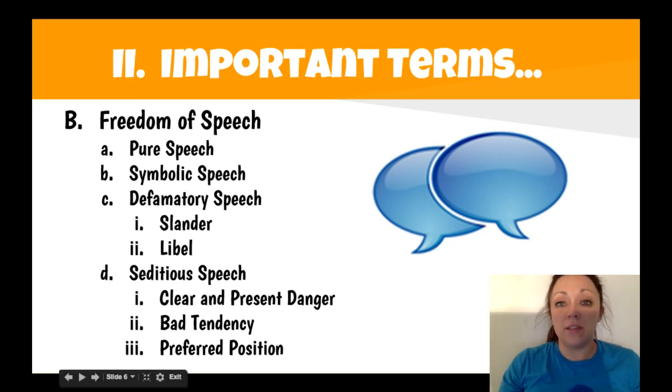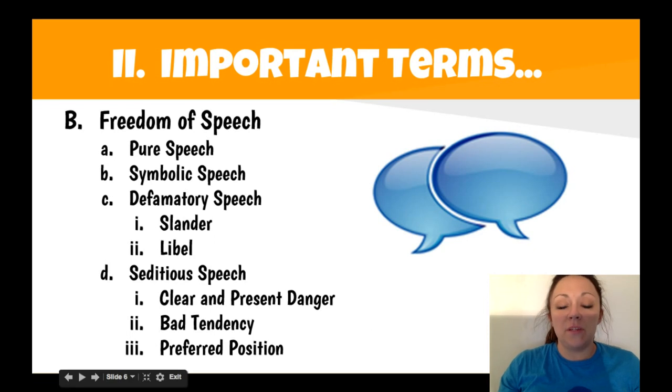Another test that is used by the court is the bad tendency doctrine. And this doctrine is basically, if your speech has a tendency to lead to illegal action, then it's not protected by the First Amendment, okay?